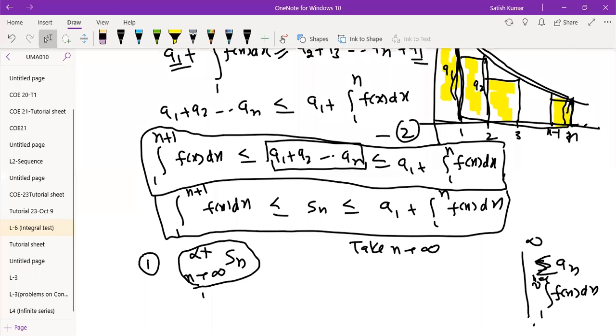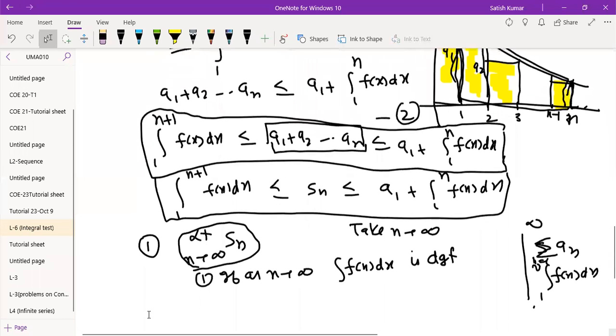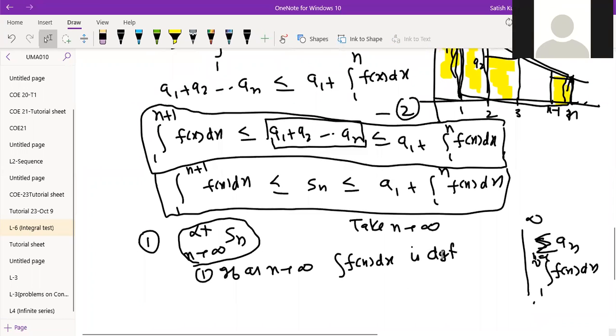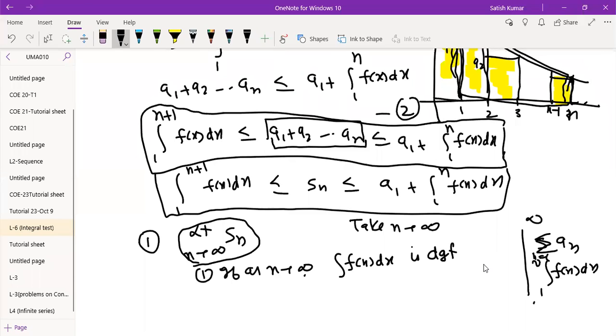Now the point is, if as n approaches infinity the integral of f(x) dx does not converge, or it is divergent. So we were taking from the positive side only, so it is going to be positive only. Now if as n approaches infinity, the integral of f(x) dx is divergent, that means this integral from 1 to infinity of f(x) dx is not defined.